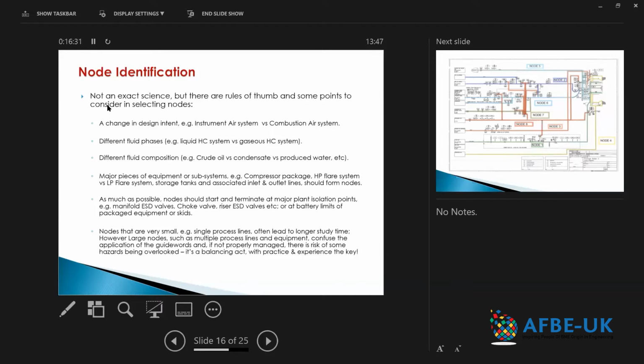You're talking about more flow, but in what direction are you talking, if you're considering both the supply and the return line, for example? So it confuses the application of that particular guide word. So it's a balancing act that comes with experience to get it nailed down.